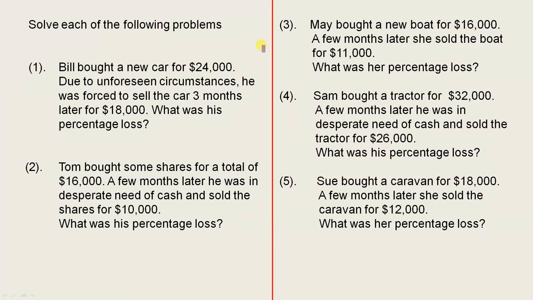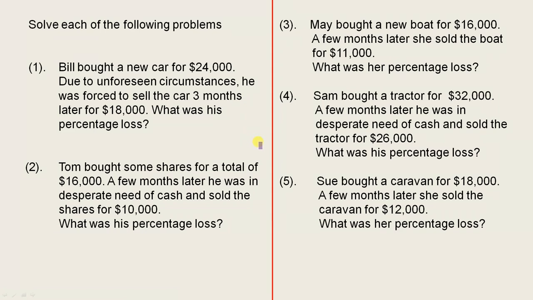Solve each of the following problems. Number 1. Bill bought a new car for $24,000. Due to unforeseen circumstances, he was forced to sell the car 3 months later for $18,000. What was his percentage loss?